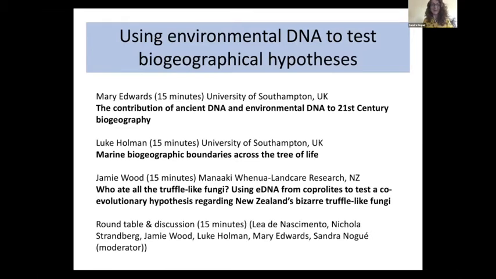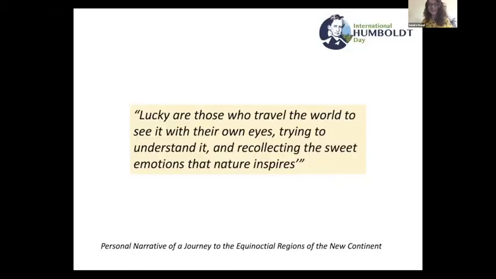Okay, so just ending with this sentence: lucky are those who travel the world to see with their own eyes, trying to understand it and recollecting the sweet emotion that nature inspires. And I will now stop and I will introduce Mary in this session.